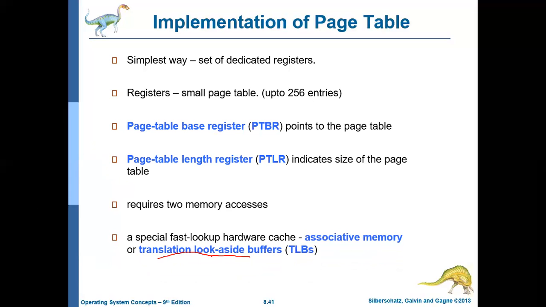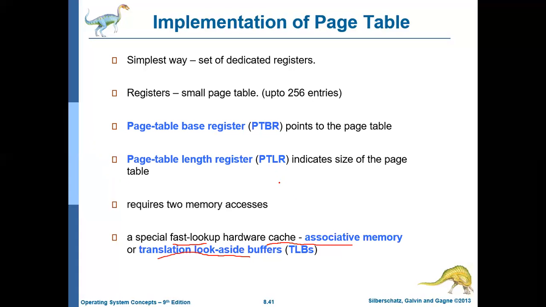This is a very small buffer, and at the same time it is a high speed memory. It will be located in cache. It is also called associative memory.